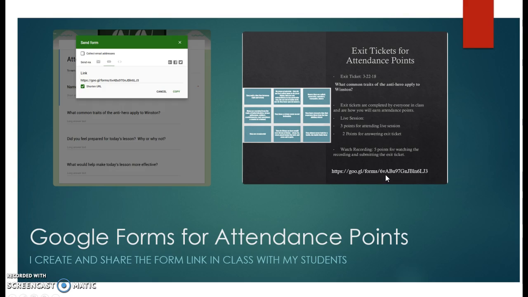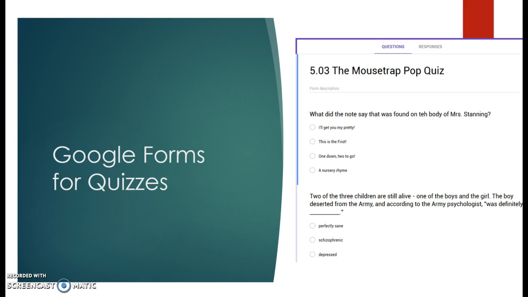They go to the link, they answer the exit ticket, I get the data. The form grades the questions if I have multiple choice, which I do for my quizzes. I'll demonstrate that in just a moment. But I can then go through, I know who has responded, I know who to give attendance points to, and how many points to give to my students. And I also know if they've been paying attention in class, or if there's information that we've covered that they need more help with.